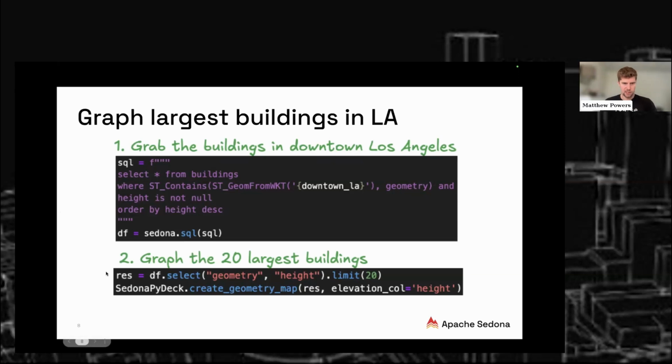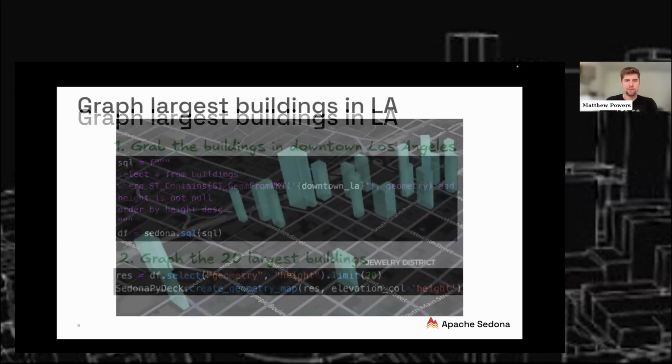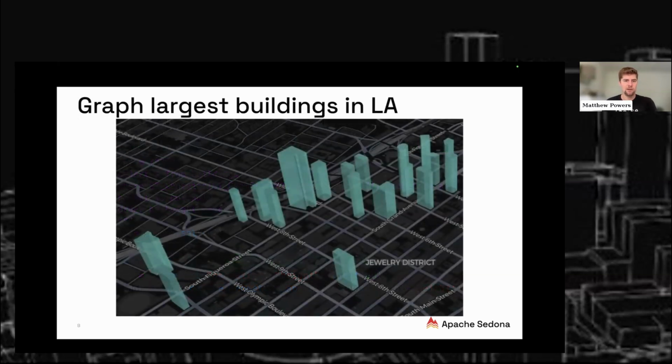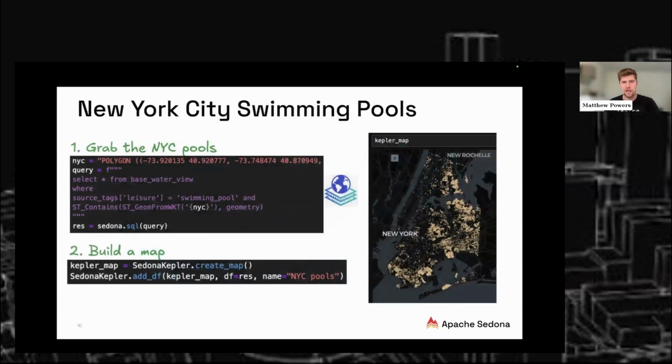Sedona, as a distributed query engine, is really good at these sort of spatial filtering operations. Then what we want to do is create a deck visualization. We can just use the Sedona PyDeck to build this map. So we create the geometry map, and we have this really nice PyDeck visualization of our data of the largest buildings in LA.